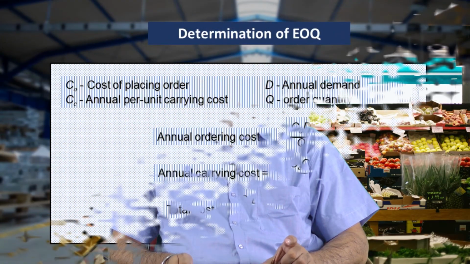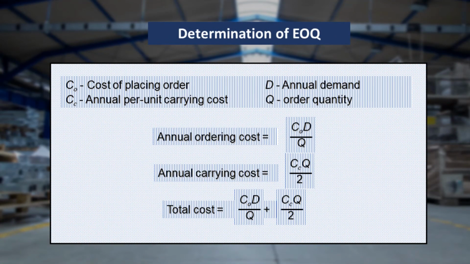So when we want to calculate EOQ, there are four terms which are very important to understand in the calculation. One is the cost of placing an order, that is CO. D is the annual demand. CC is the annual per unit carrying cost, and Q is the order quantity. Somewhere you will find Q star or Q dash and all. So it depends upon what kind of symbol you are using.